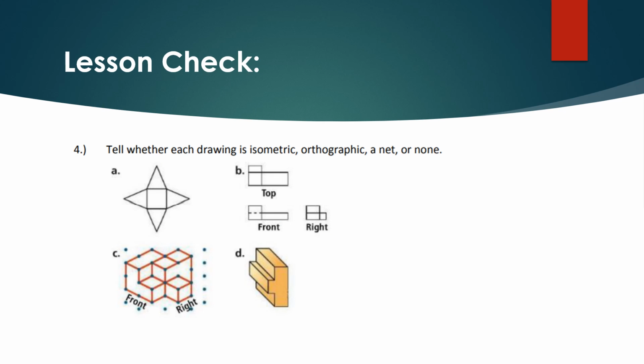And here's the last slide. They're asking whether a drawing is isometric, orthographic, a net, or none. So number 1, there are no dimensions, but this is a net. If we were to fold it together, we should get a pyramid. For B, they give us a top, front, and right view, so that's an orthographic. C, well, this is going to be an isometric drawing.